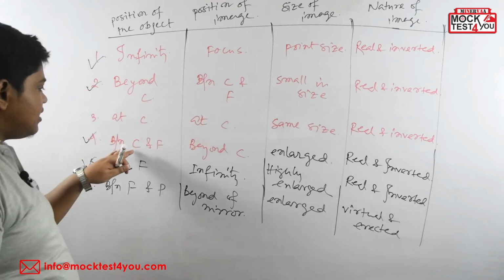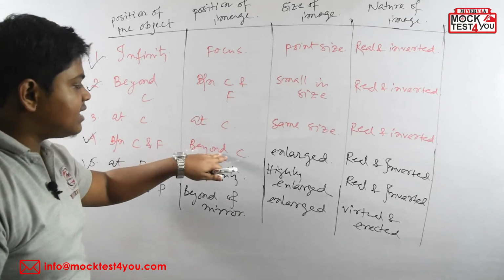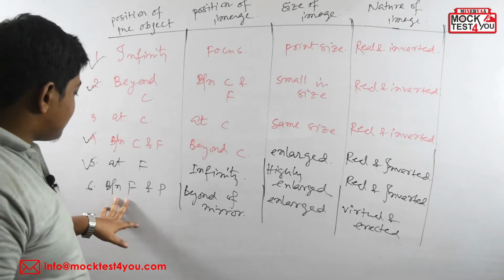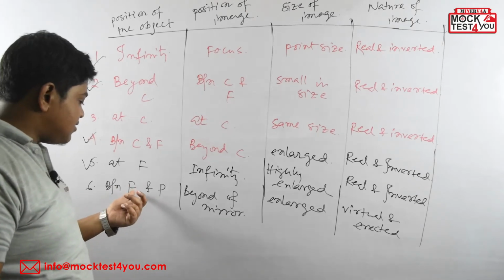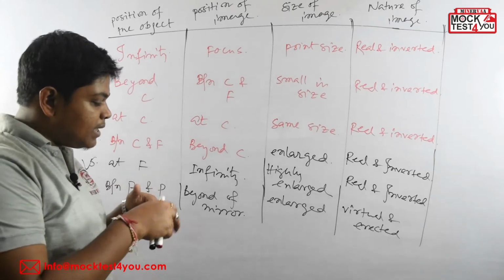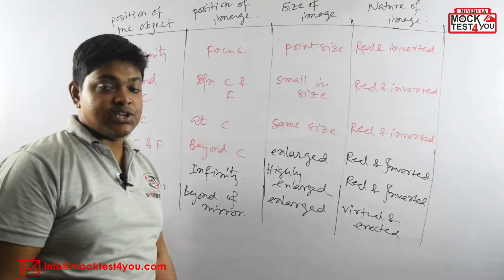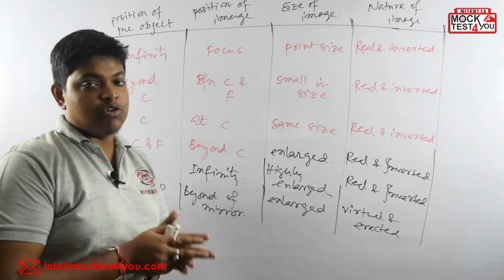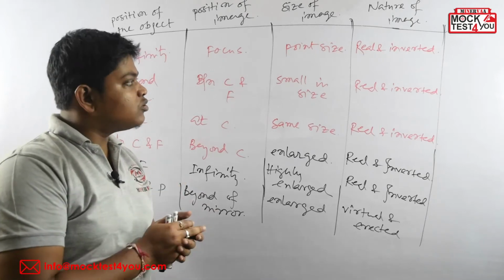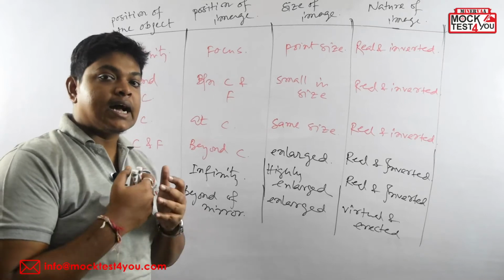If you are placing that object between the center of curvature and focus, you are getting that image at C, right? And then in the last case, what we have concluded is that if you are placing that object between focus and pole, then you will get the image behind the mirror, and it will be enlarged in size. It will be a virtual image and it will be erect. It will not be inverted. So now we are just going for the next concept of convex mirror.